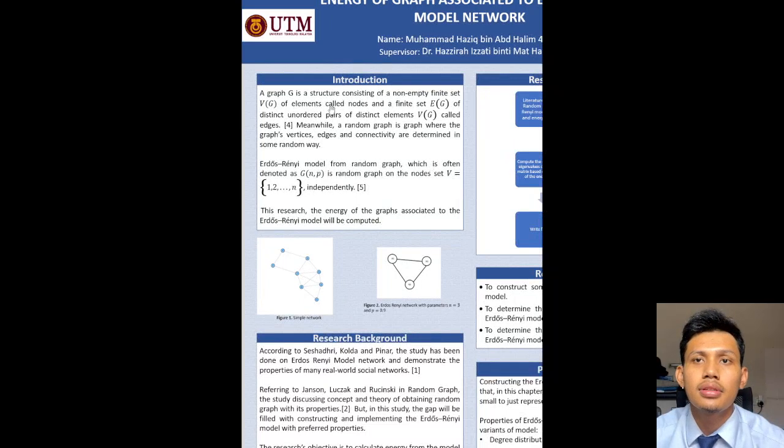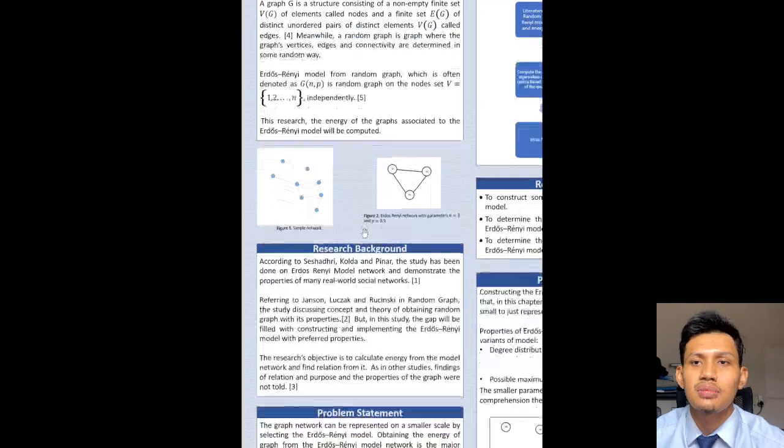Introduction. A graph G is a structure consisting of a non-empty finite set Vg of elements called nodes, and a finite set Eg of distinct unordered pairs of distinct elements of Vg called edges. Meanwhile, a random graph is a graph where the vertices, edges, and the connectivity are determined in some random way. The model that has been chosen is the Erdös-Rényi model network, which is often denoted as G(n,p). This research will be focusing on the energy of the graph associated to the Erdös-Rényi model network.